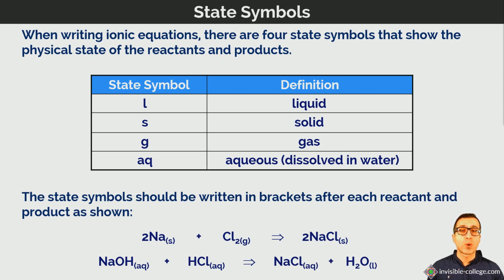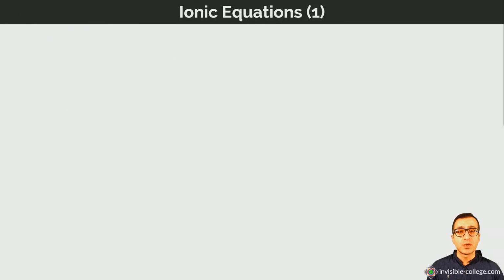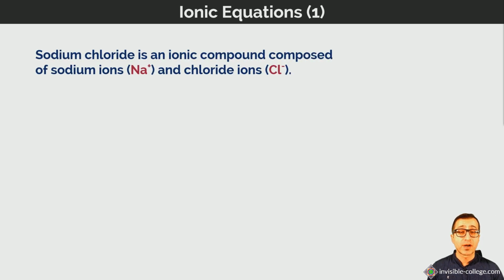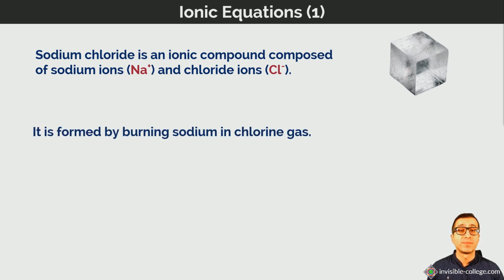So let's take a look at ionic equations now. Sodium chloride is an ionic compound, as we've seen, that's composed of oppositely charged ions: sodium ions, which are Na+, and chloride ions, which are Cl-. Now it's formed by burning sodium metal in chlorine gas.